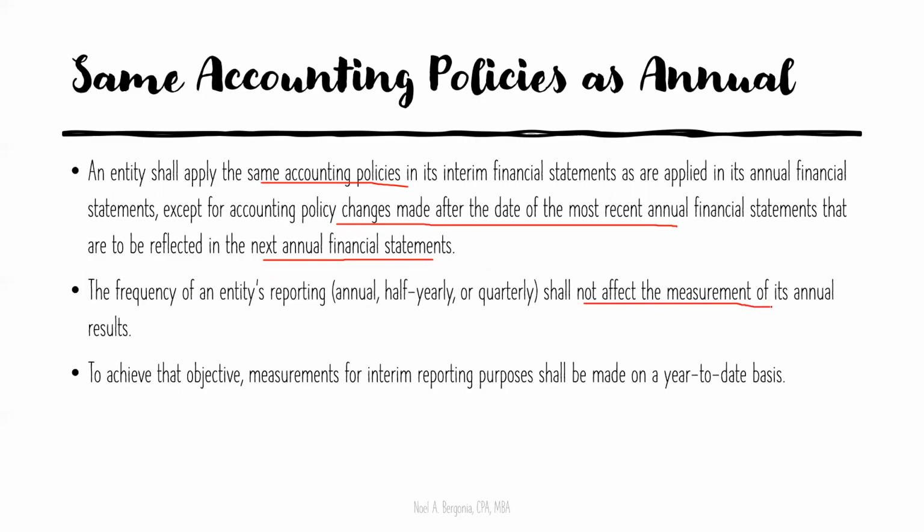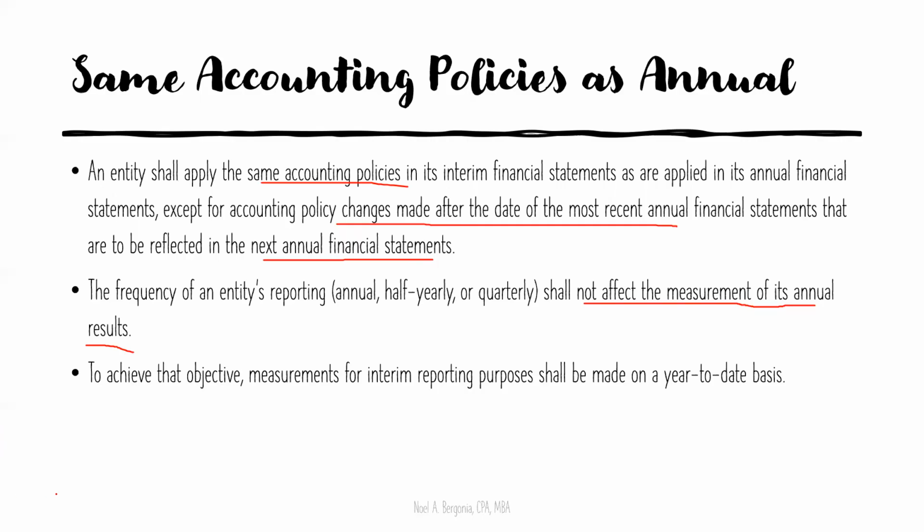Okay? Shall not affect the measurement of its annual result. Kasi sa annual result in general, it's good for 1 year, no? But in the interim, of course, our frequency of reporting should not affect the measurement basis for the annual. Okay? Pero same pa rin naman sila na measurement basis. Yun nga lang talaga, there would just be differences as to the coverage period malamang.